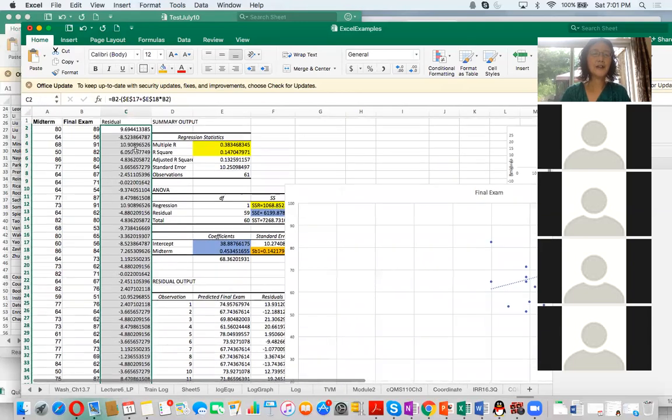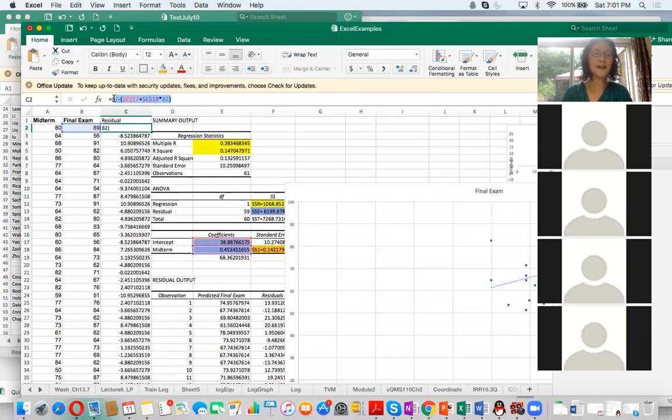Okay, so those are my residue. The formula is here. For the slope and intercept, I use absolute cell reference, meaning $E$17 and $E$18. The purpose is I want to fix them because the intercept and slope are the same for all the points here. I need to copy down the formula, okay? So that is the residue, observed Y minus predicted Y, okay?